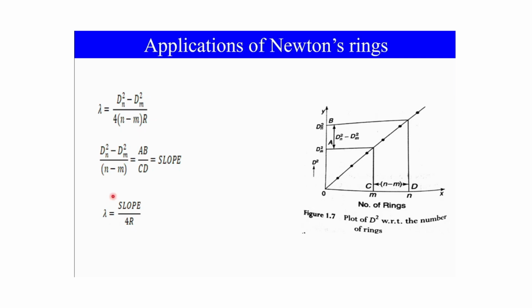If there is any deviation between the experimental value and the graphical value, there is some error, so you can cross check this experiment once again and rectify your mistake. Then this is the first application of Newton's rings.